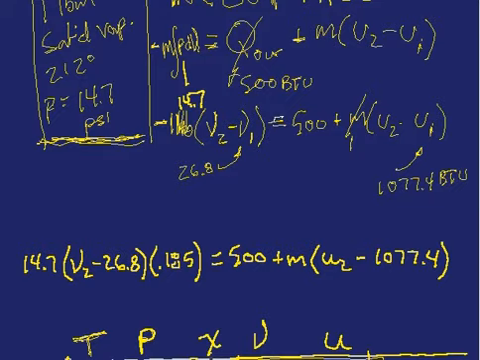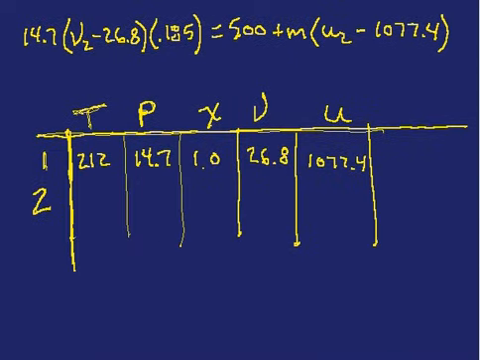Okay, so this is what we have so far. Now I've made a little table here to show us our summary of the information that we've compiled on this problem. We have T is 212, P is 14.7, the quality is 1 because it started as a saturated vapor, the volume is 26.8, and the internal energy is 1077.4. Now at state 2, what do we know? Well, we know that it's probably going to condense, so with the constant pressure of 14.7, the temperature will again be 212, assuming that it hasn't completely condensed. And that's an assumption that we'll verify later.